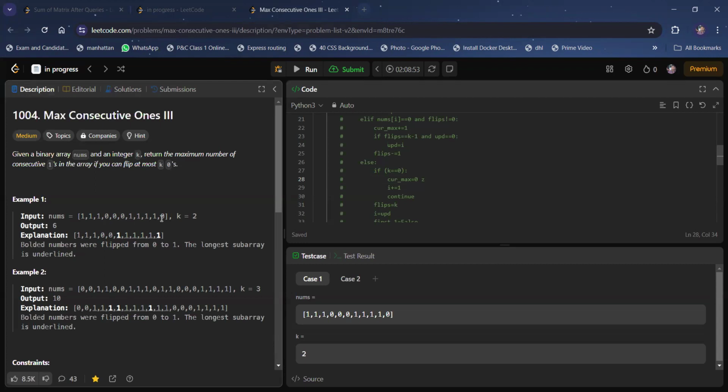For example, you can see if k equals 2, you can flip two zeros to be 1, and if you flip this 0 and this 0, then the maximum length of this will be 6. So you have to return the maximum length, that is 6.